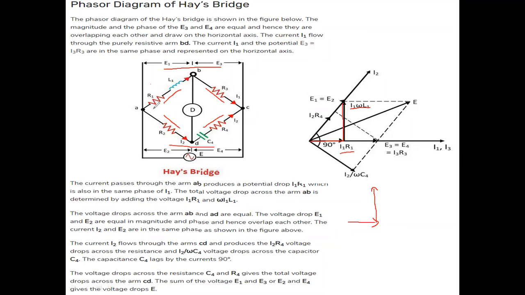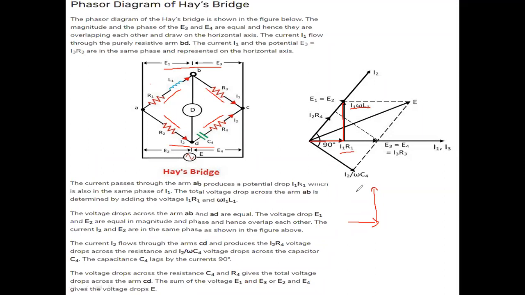The voltage drop across A to B is equal to the voltage drop across A to D. E1 is the voltage drop from A to B, and E2 is the voltage drop from A to D. That means both voltage drops are equal, and both are in phase.